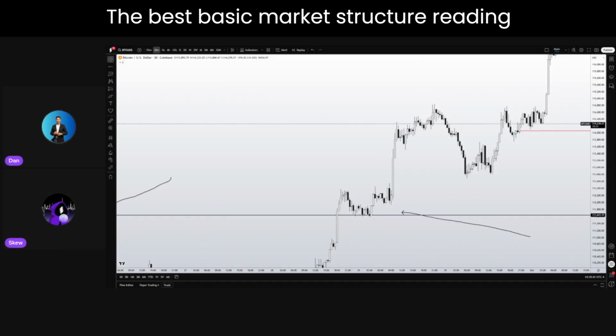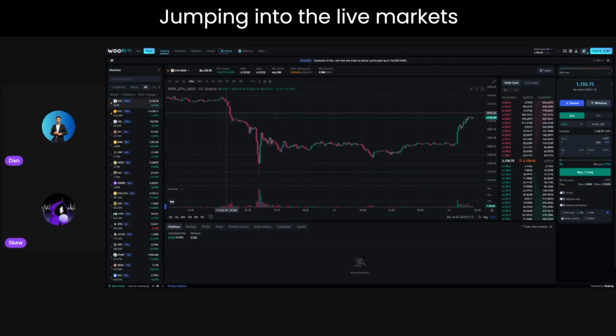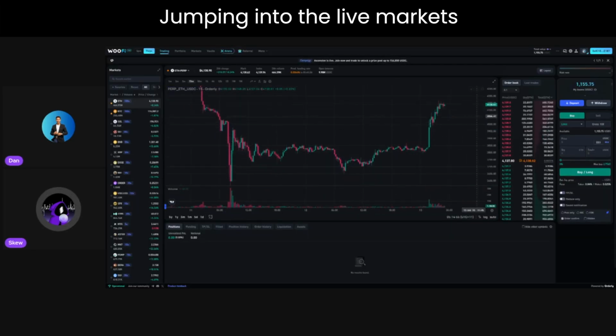That makes sense. What would be great is if we jump into a real account, into the live markets, and test this strategy there. Yeah, we can go through a bunch of alts and basically see what we find. So this is pretty good.